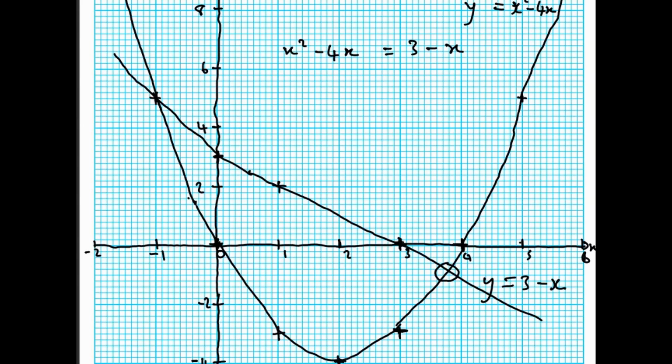x squared minus 4x is equal to 3 minus x. Firstly, we have to appreciate that x squared minus 4x is the curve, because our curve is y is equal to x squared minus 4x. Then also 3 minus x is the straight line, because for our straight line, y is equal to 3 minus x. Then we take note of the points where the two graphs meet each other. We have this point and that point. We have to find the coordinates of these points.